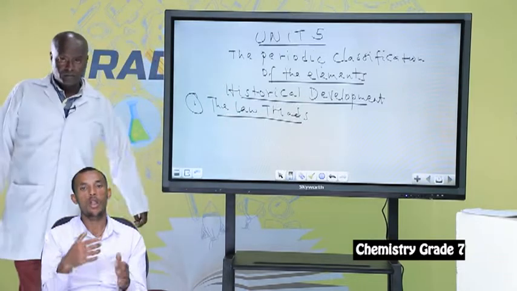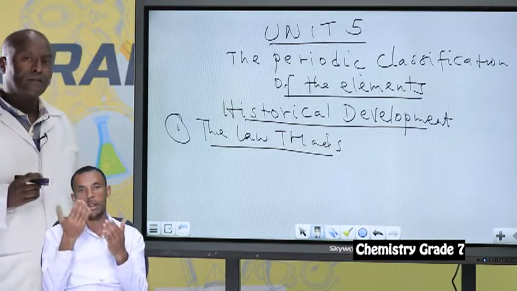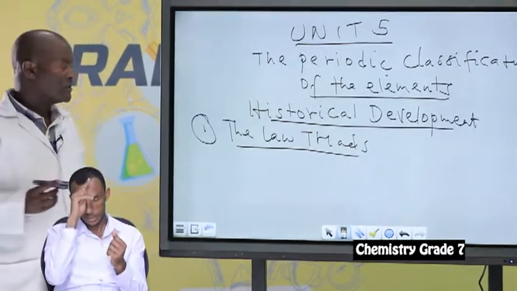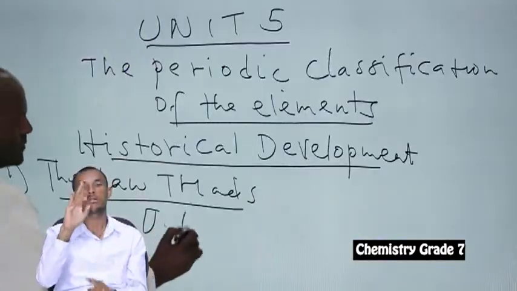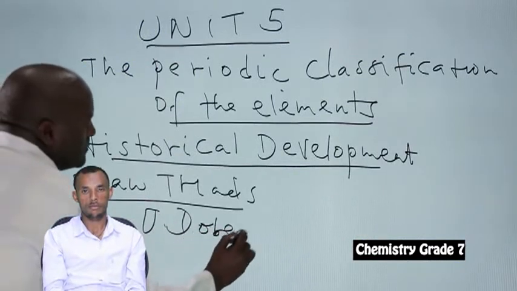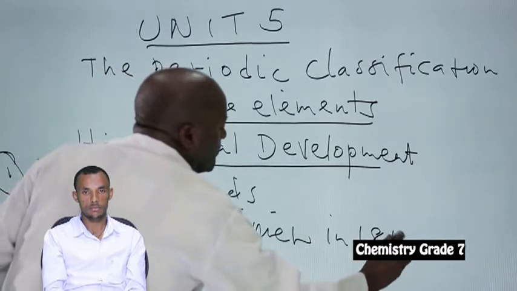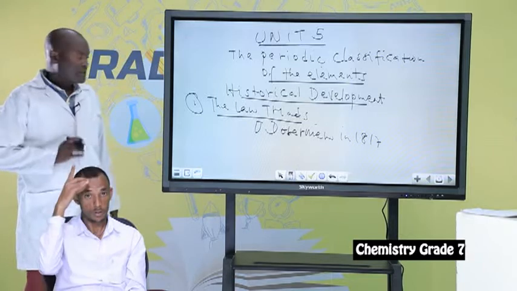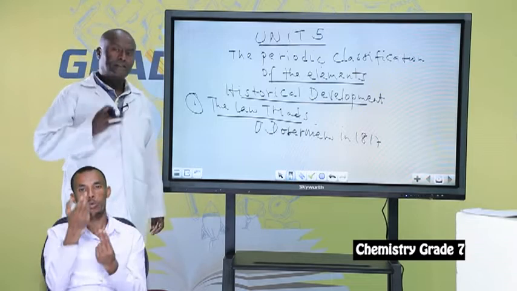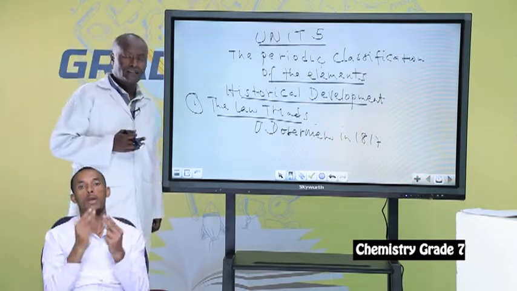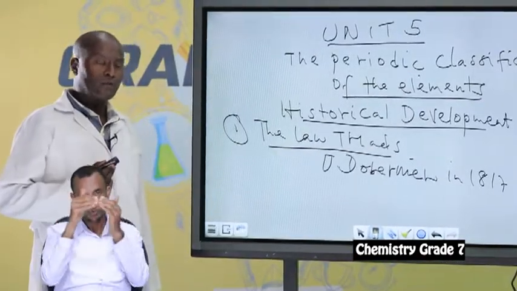The law of triads. The first serious attempt to classify elements was made by the German chemist Johann Döbereiner in 1817. Döbereiner arranged similar elements in groups of three, or triads. He observed that the atomic mass of the middle element is equal to the average of the other two.